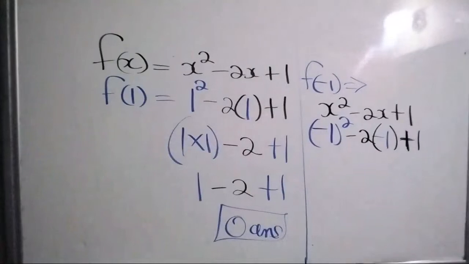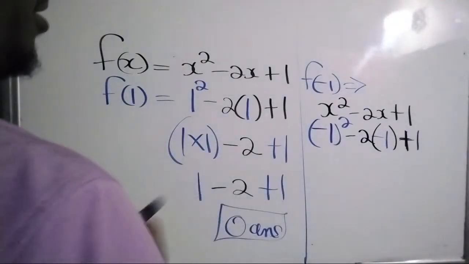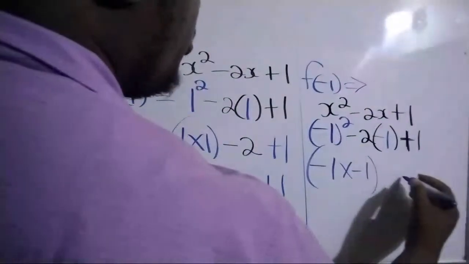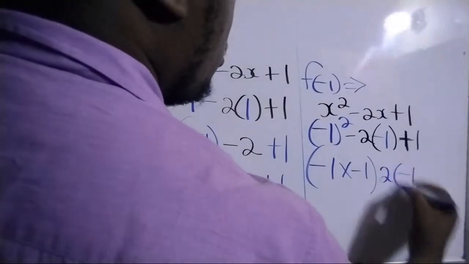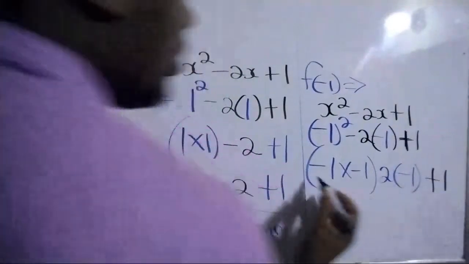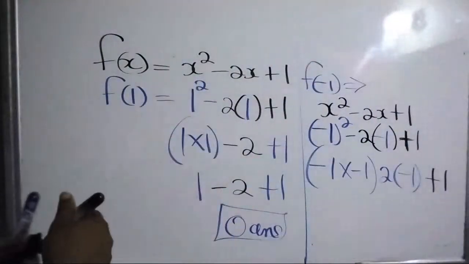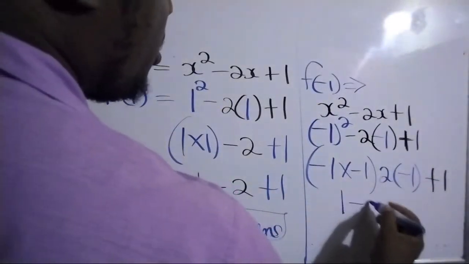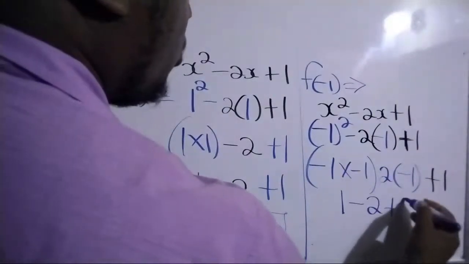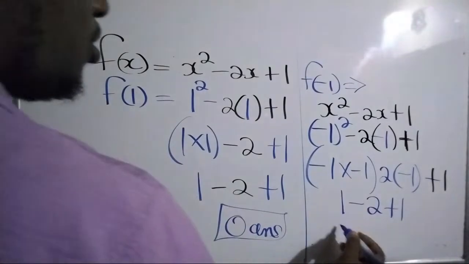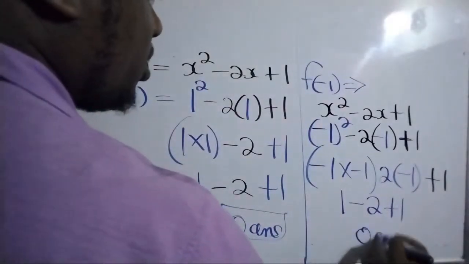Alright, let's go now. So we have negative 1 multiplied by negative 1, because that's what square means. And then we have negative 2 times negative 1, and we have plus 1 here. Alright, I'm going to simplify this now. Negative 1 times negative 1, a negative times a negative is positive. So we get 1 right here. Negative 2 times negative 1, that's positive 2, and then we add 1. So this looks like another 0, right? So 1 plus 2 minus... 1 minus 1, that is 0.